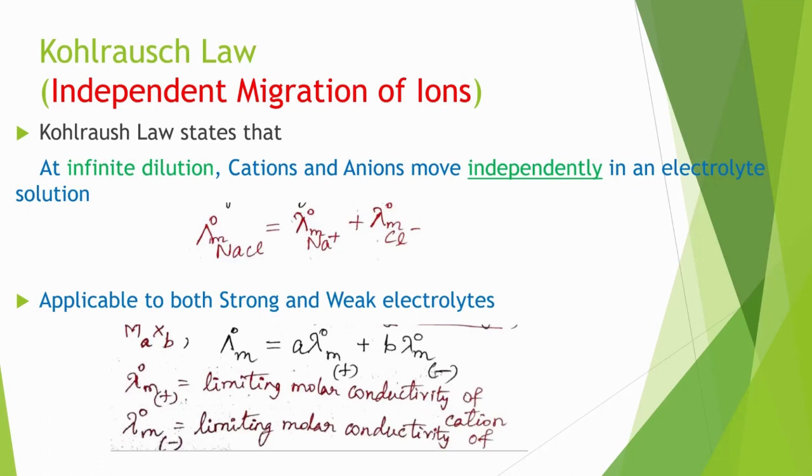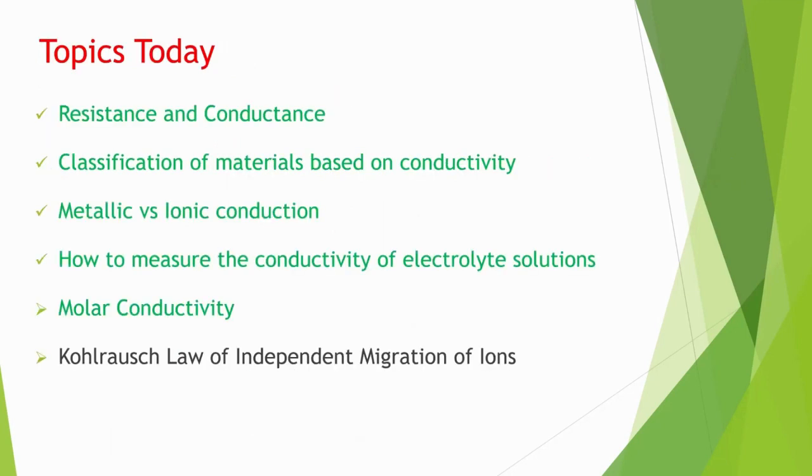So today we have discussed the concepts of resistance and conductance, how to classify materials based on conductivity, what is the difference between metallic and ionic conduction, how to measure the conductivity of electrolyte solutions using a conductivity cell and Wheatstone bridge, and what is the concept of molar conductivity, how it varies with concentration, and how you can distinguish between strong and weak electrolytes based on the concept of molar conductivity. And finally, we have discussed Kohlrausch law of independent migration of ions.